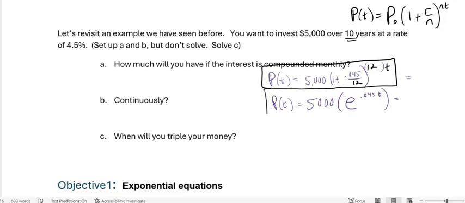Same thing here. First I wrote the function, and if I want to know how much I have in 10 years, I put 10. And these should be pretty close. You can do this calculation if you want. My guess is, I don't know, $8,000 or $9,000. Now, that's easy. Just plug everything into your calculator.